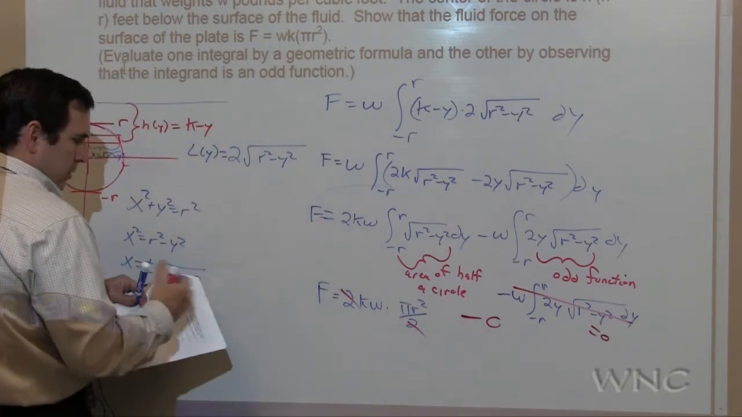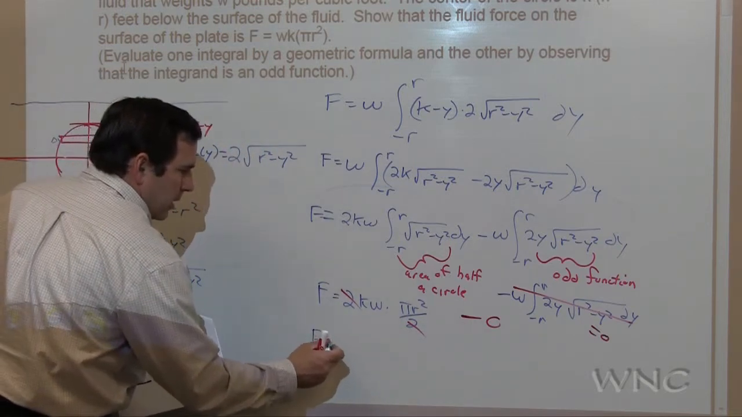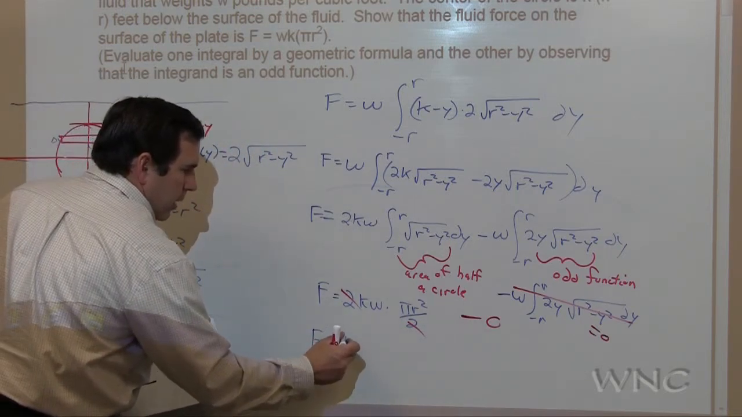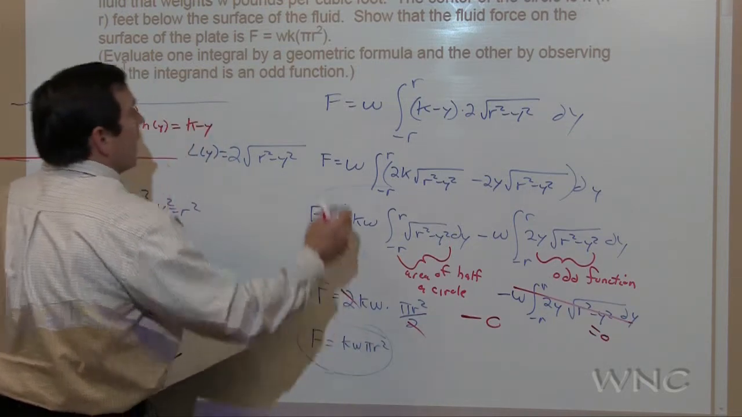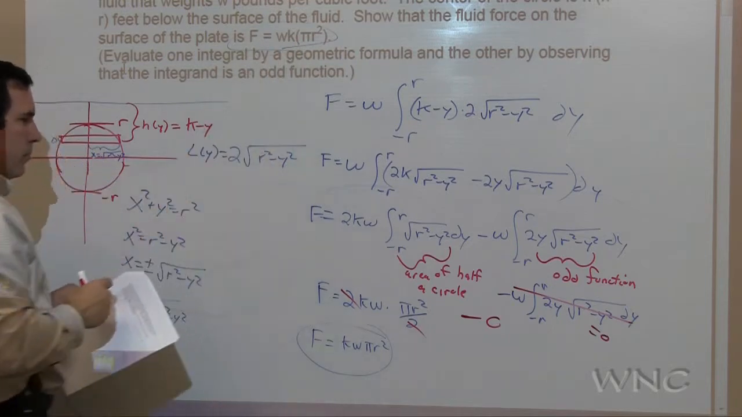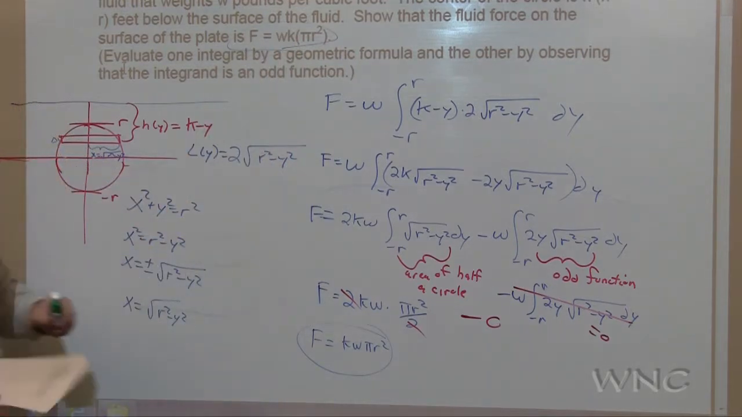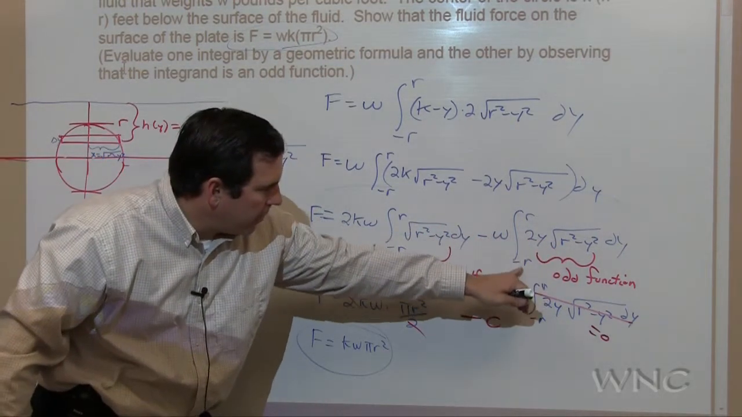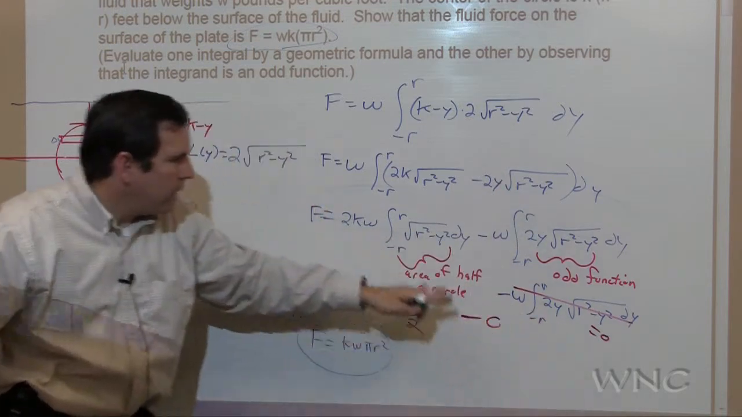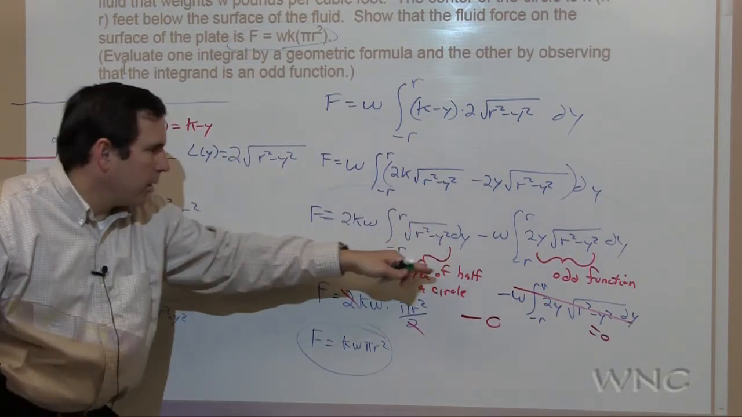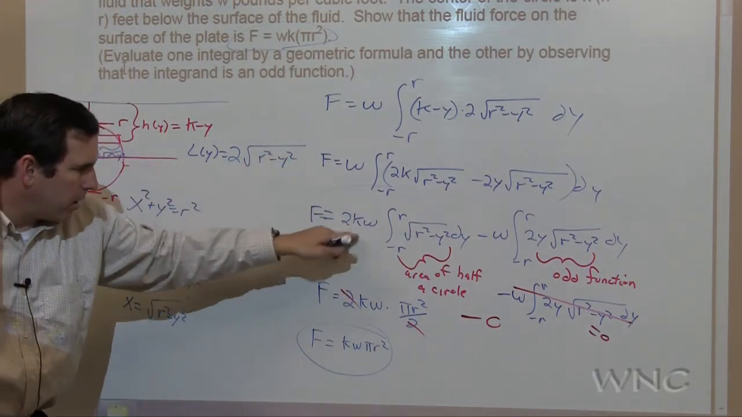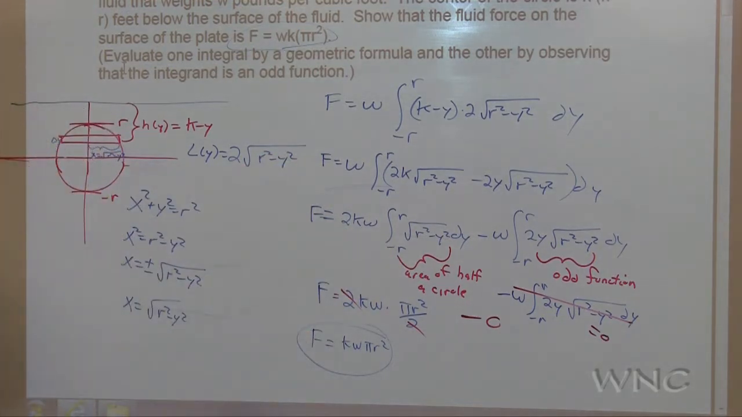2's divide out. Force is equal to kW times pi r squared. And that's what we're supposed to show. So we took advantage of the fact that this is an odd function going from negative a to a, so that's 0. This is the area of half a circle. That's going to be pi r squared over 2. Multiply that by 2, we get this.